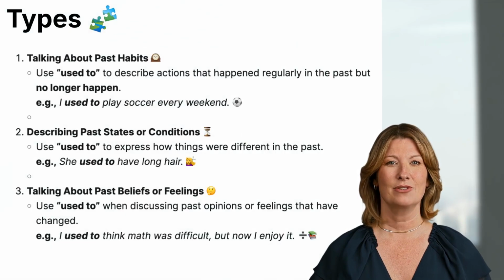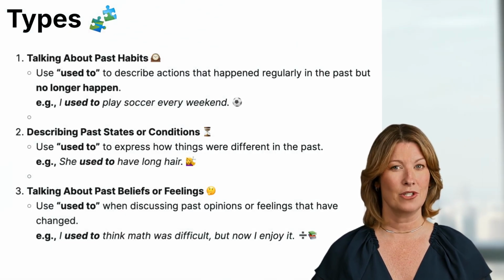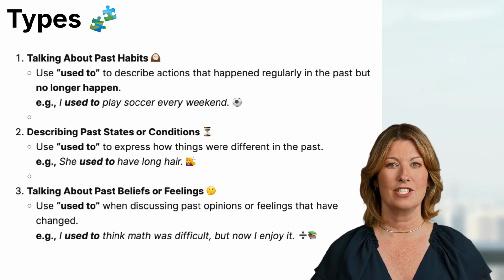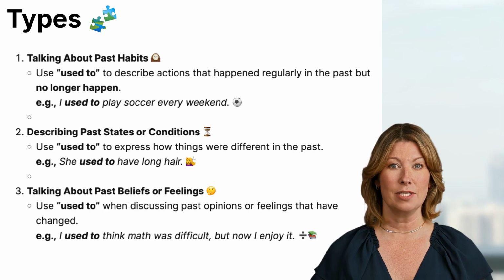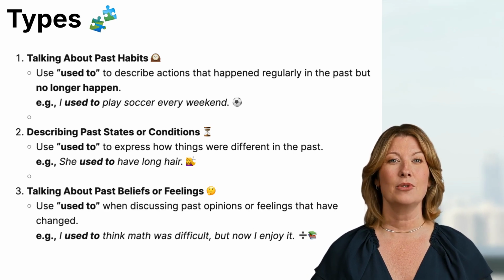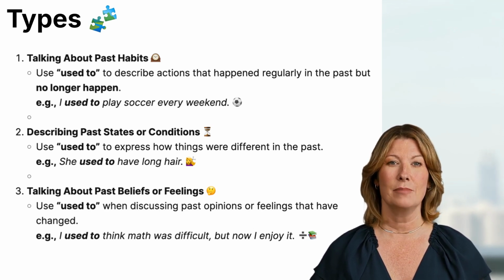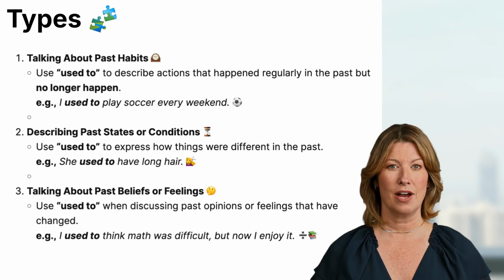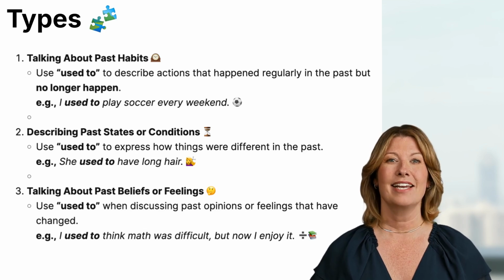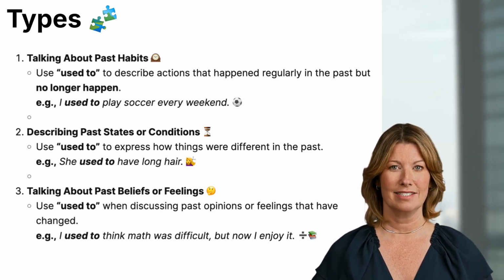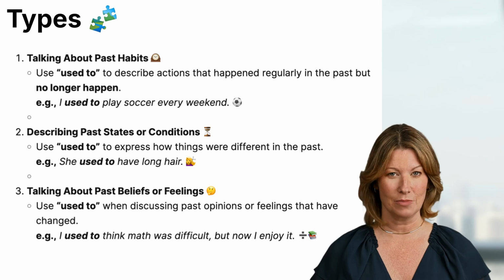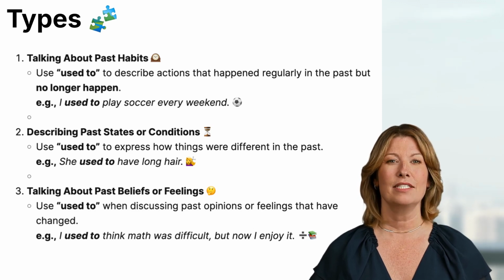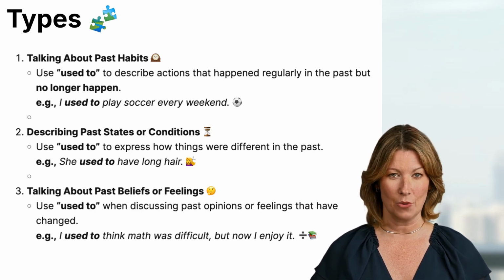In this section, we'll go over the three main ways to use used to with clear explanations and examples. Let's dive in. 1. Talking about past habits. We use used to describe actions that happened regularly in the past but no longer happen. Example, I used to play soccer every weekend. This means that playing soccer was a habit in the past, but I don't do it anymore. Another example, she used to go swimming every morning before work.